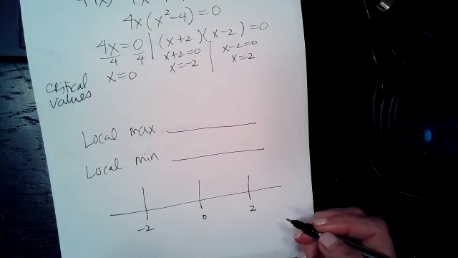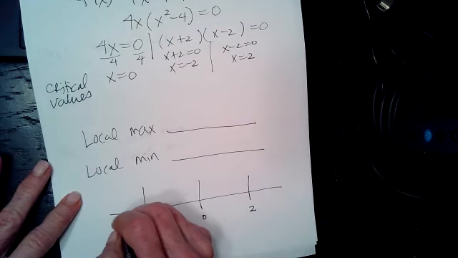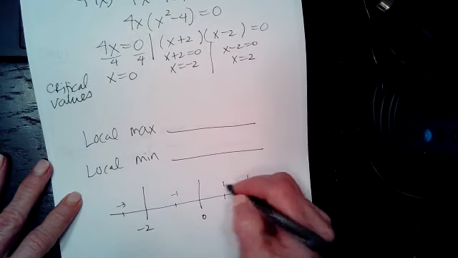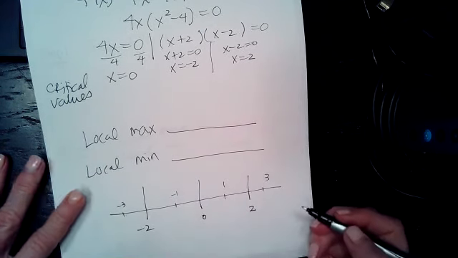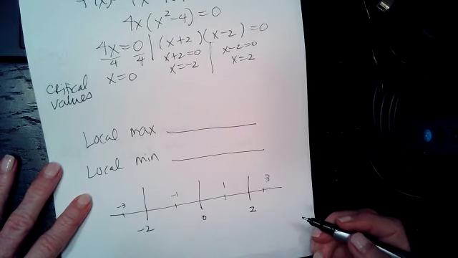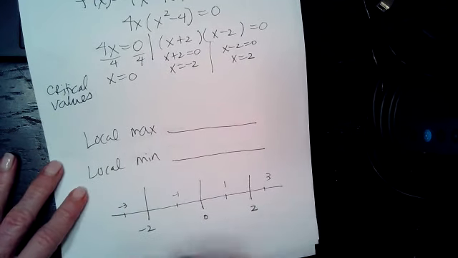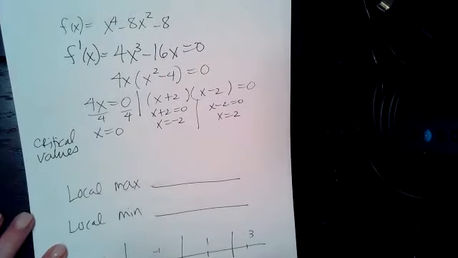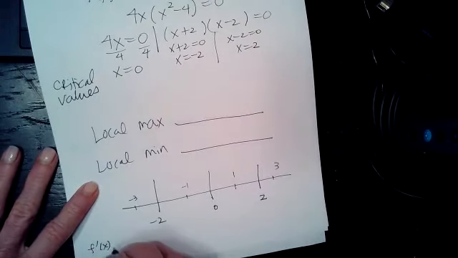And we're going to pick test numbers in each interval. Let's just pick negative 3, negative 1, 1, and 3. And remember, test numbers go into the derivative. So f prime of x is what? 4x cubed minus 16x.